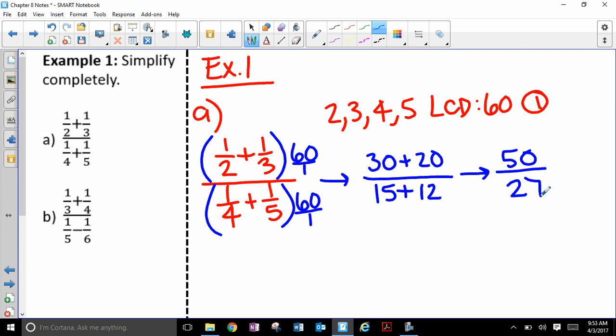Step 4 says to look at it one more time and see if you can simplify, if there's something we can divide both 50 and 27 by, and there's not, other than 1. So then that's my answer.